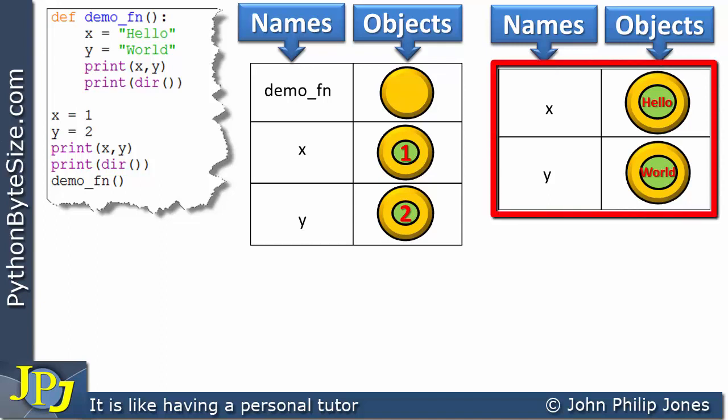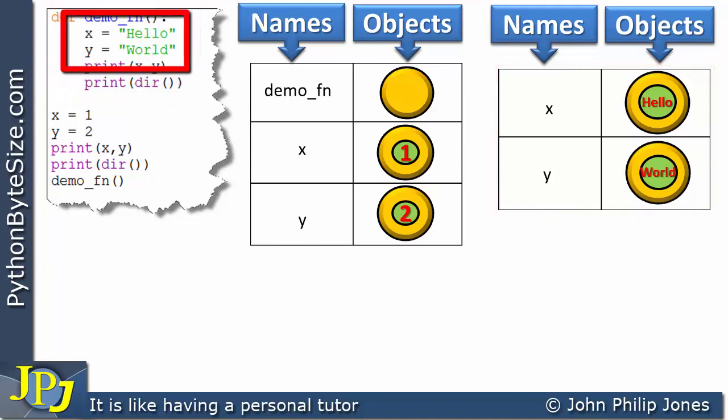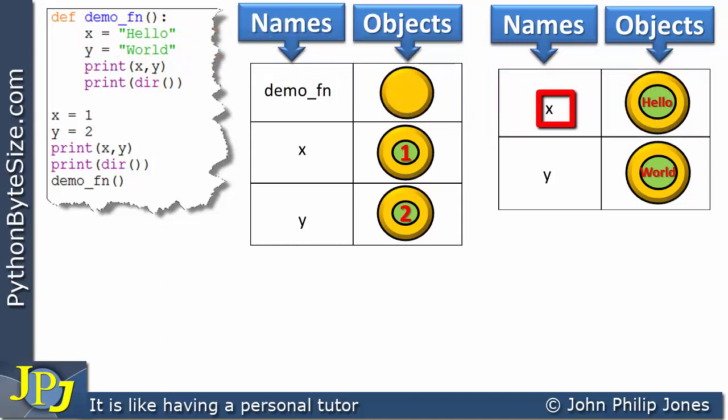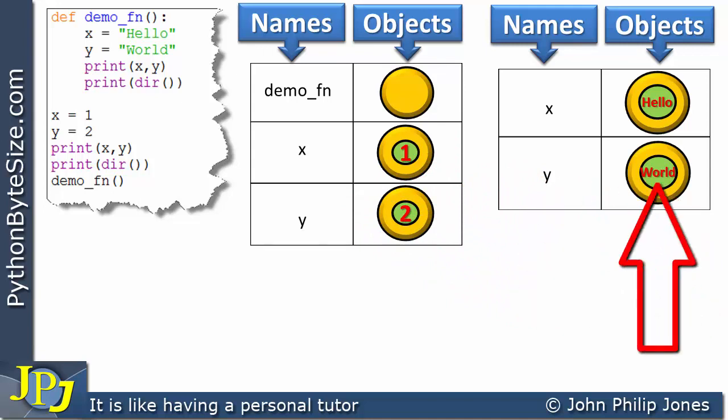Now this namespace is the namespace for the function, and if we look at this program statement, x is assigned the string hello, we can see the entry for that in the namespace is here, where x is the name bound to the string object that contains the value of hello. This program statement gives us this entry in the namespace, and we can see the name is y, and that the object is an instance of the string class that has the value of world.